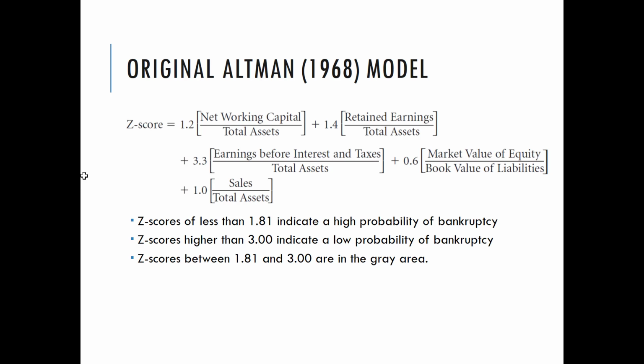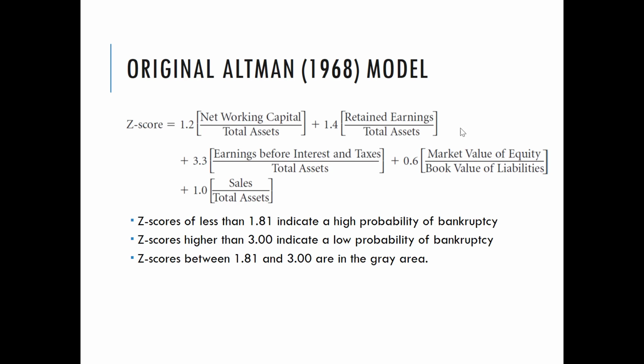The Z-score looks at 5 ratios that are all supposed to be indicators of bankruptcy versus non-bankruptcy. We have net working capital divided by total assets. We have retained earnings, which is basically our past profitability. We have EBIT divided by total assets, which is about the current profitability. We have market value of equity divided by book value of liabilities, so more about the solvency or the leverage. We then have sales divided by total assets, which is about asset efficiency. So we have different aspects of a company's performance.